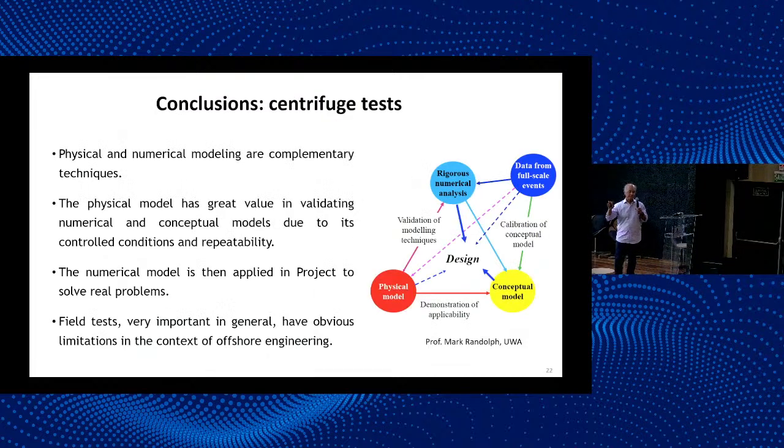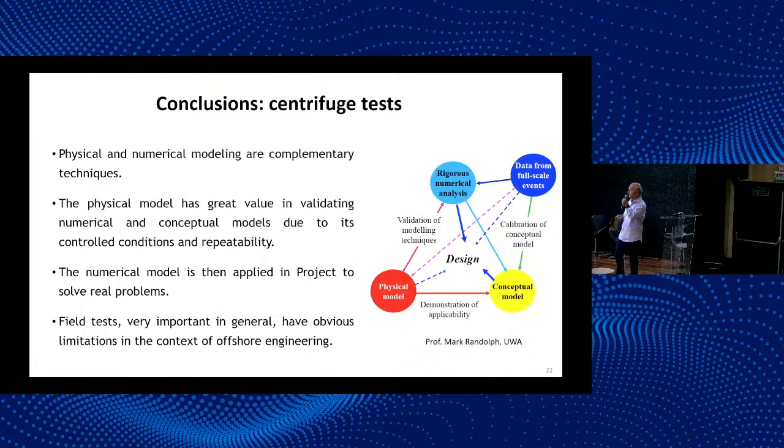Overall, final conclusion. The centrifuge test is just the physical model, just a part of the overall analysis. This is a very important concept here. We have a conceptual model, we have a rigorous model used for design, but actually, because of its quality, the physical model is used to calibrate.